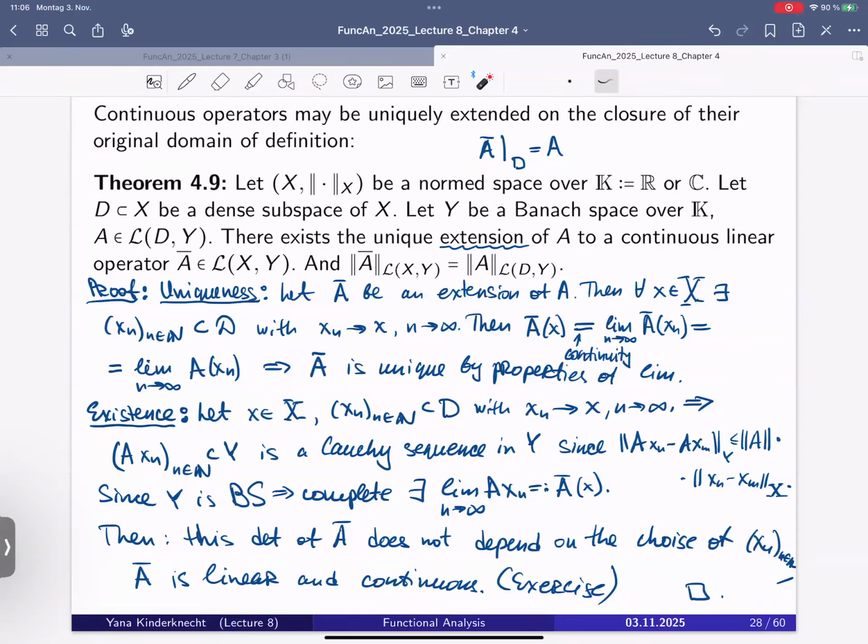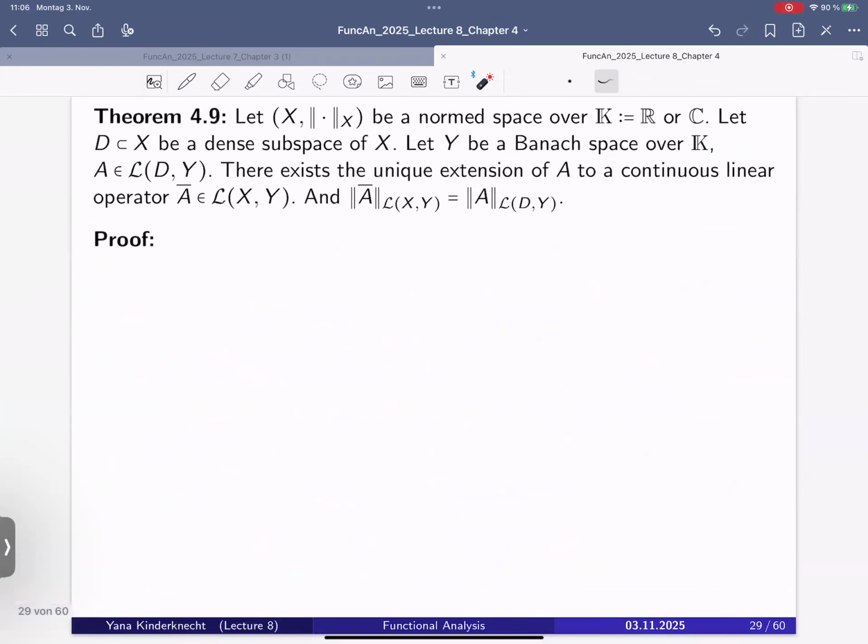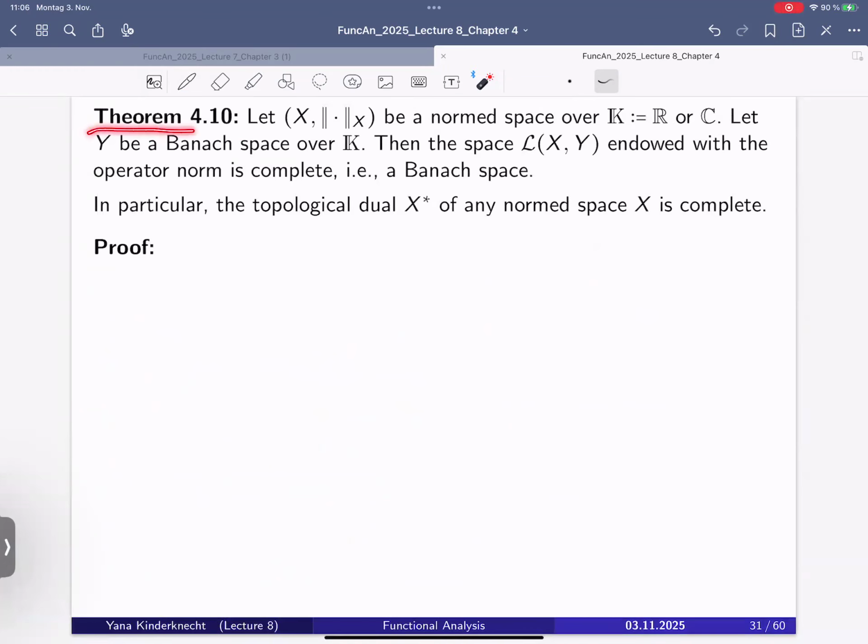Okay, let us go further. So this was one result. One more result. Theorem 10: let X be a normed space, let Y be a Banach space, then the space of all bounded linear operators from X to Y endowed with the operator norm is complete. That is, it is a Banach space. We have clarified that this is a normed space, but if Y is a Banach space, then it is a complete normed space, that is, a Banach space.